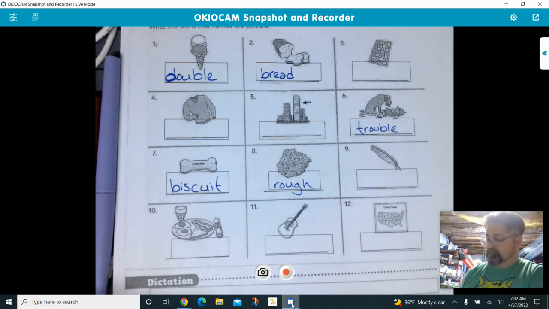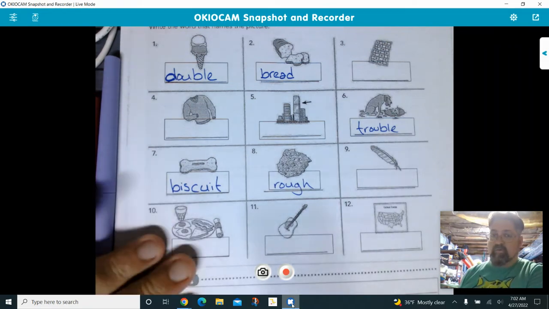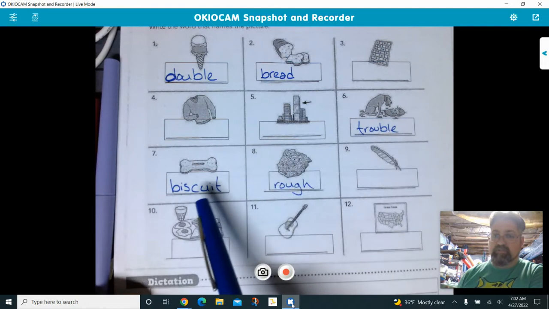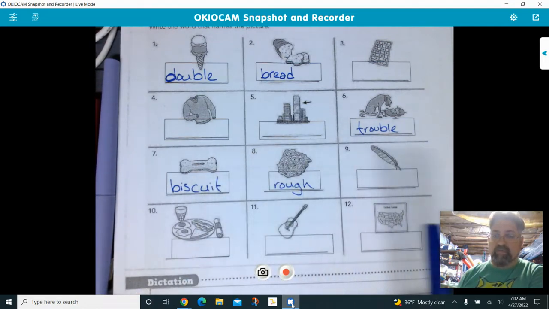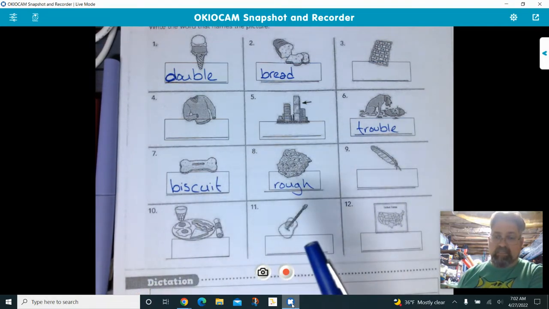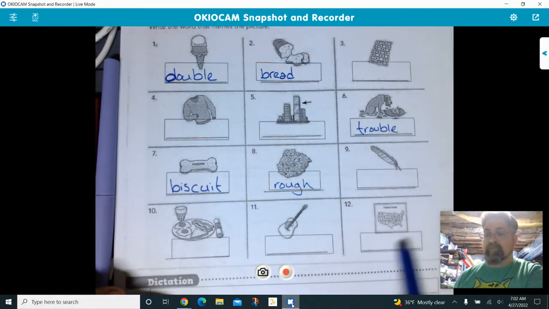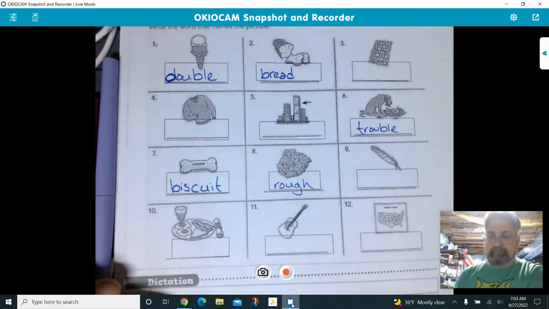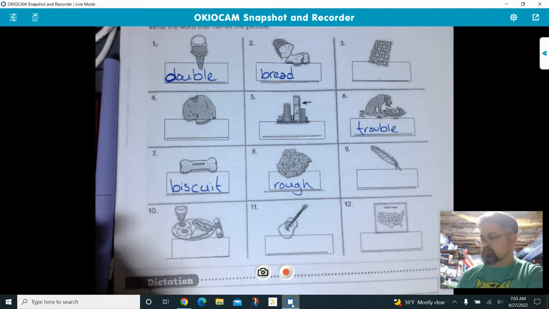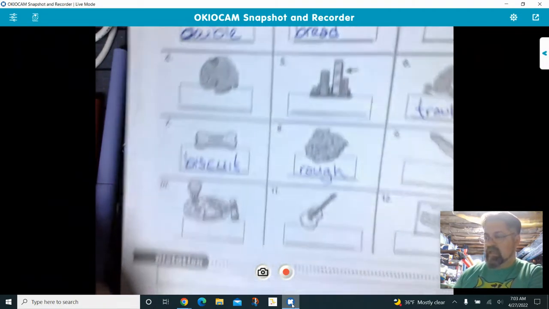Okay. So, of our words at the top, which ones match? The quilt, the sweater, the building, the feather, the breakfast, the guitar, and the country. It's a map of the country, even though it doesn't include Alaska and Hawaii. It's all good. Take your time, finish that up.